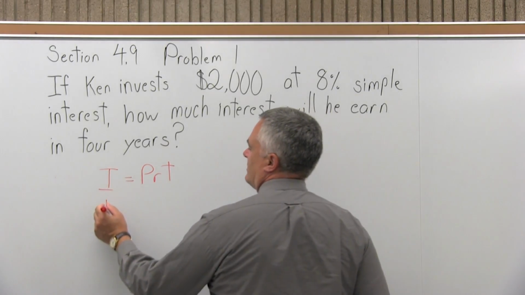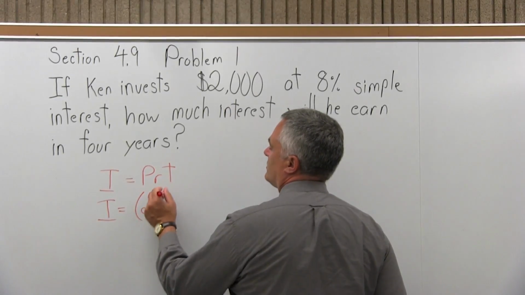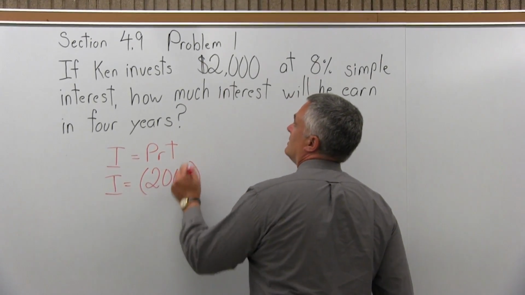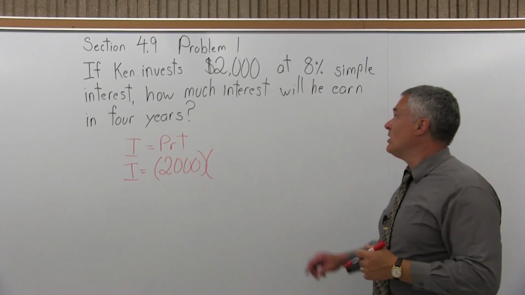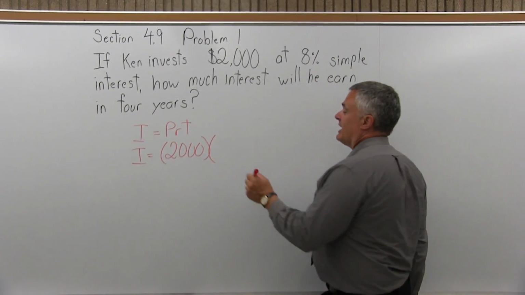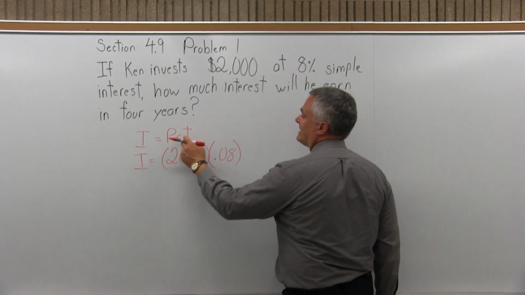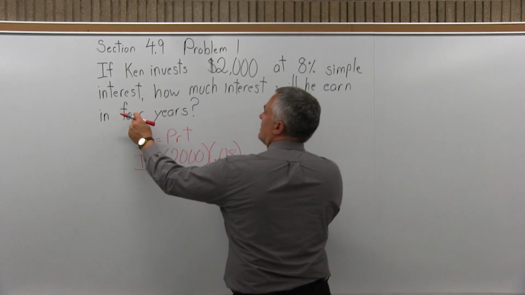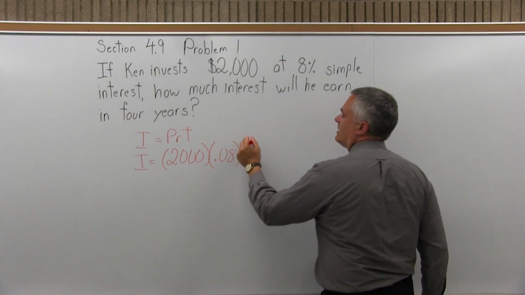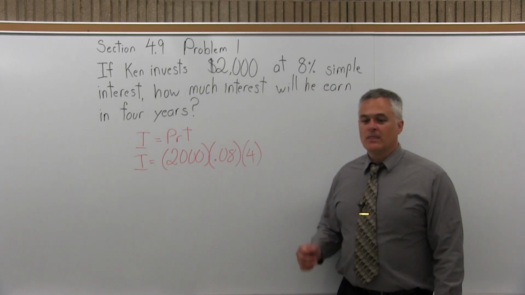So to fill that in, I is the interest earned, P is for principal, or the initial amount of the investment, which is $2,000 from here. The next R is the rate as a decimal. So this 8%, you can't put in 8, you have to put in 0.08. That's 8% as a decimal. T is time in years. The time in years is 4 years. And now you have to multiply.